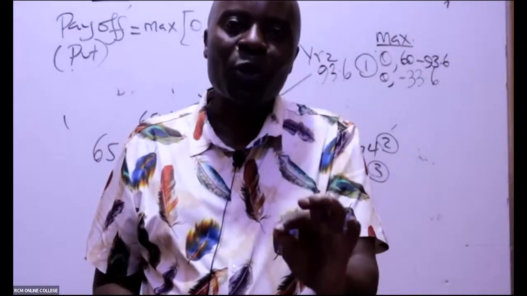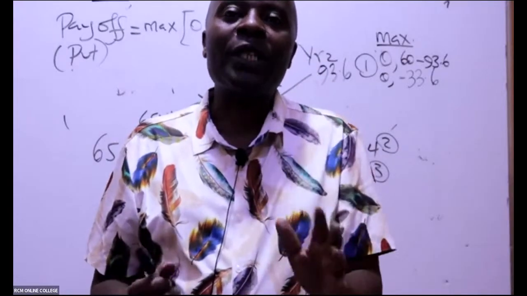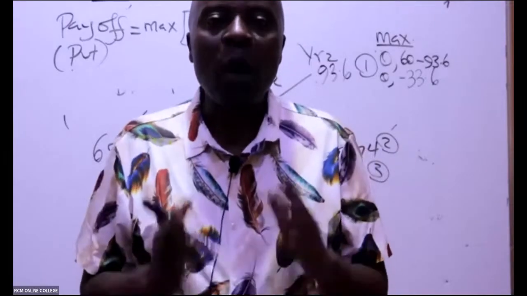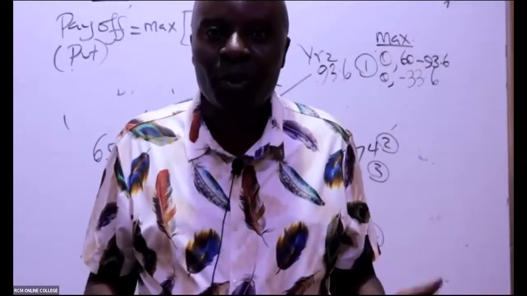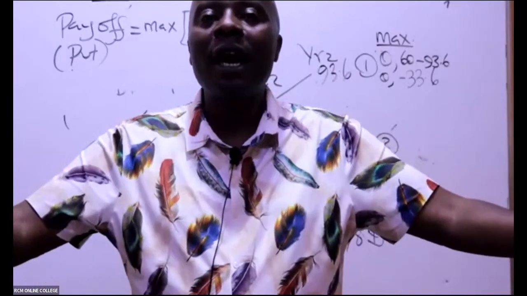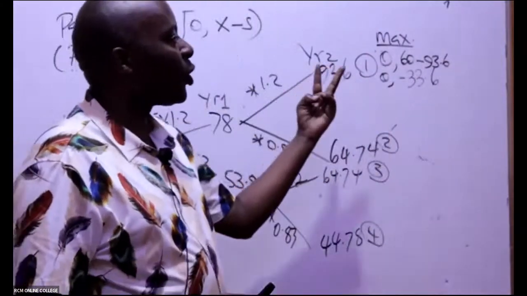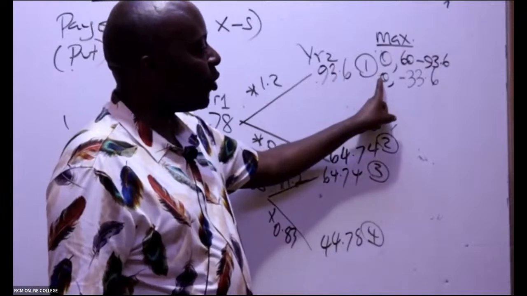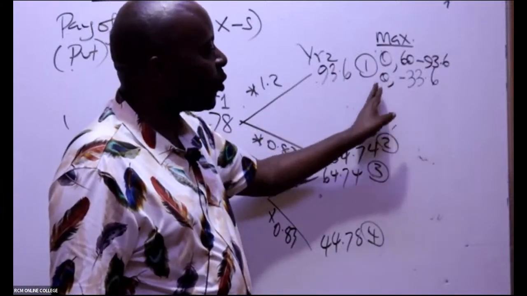Remember, in options, you can never make a loss. In options, there is no obligation. You have the right, but you don't have any obligation. So if I see I'm going to lose, I would rather not exercise and get zero. Like now here, I'm faced with two options: either I get zero or I get minus 33.6. So that's why we said you choose the maximum.